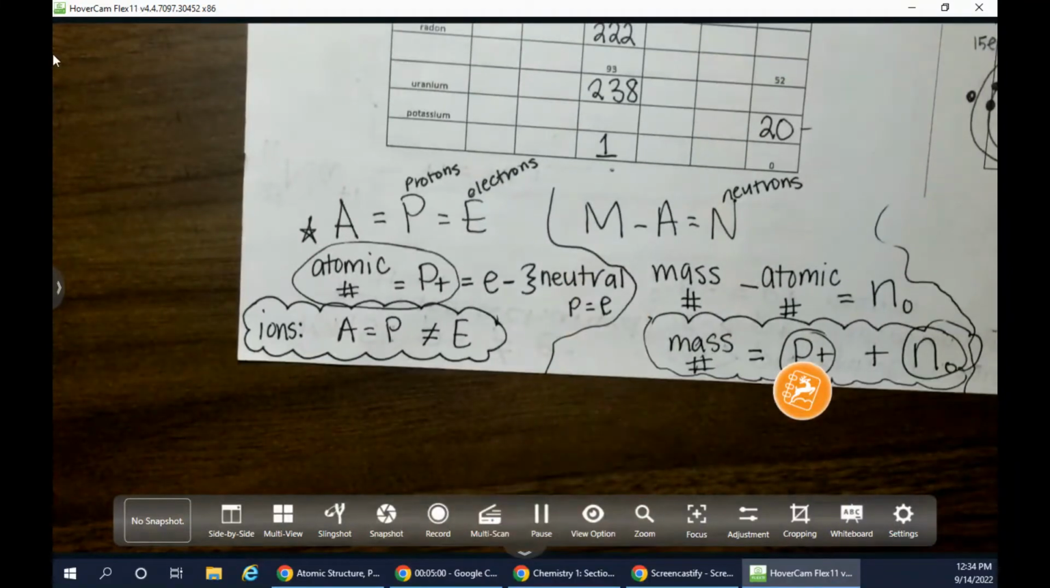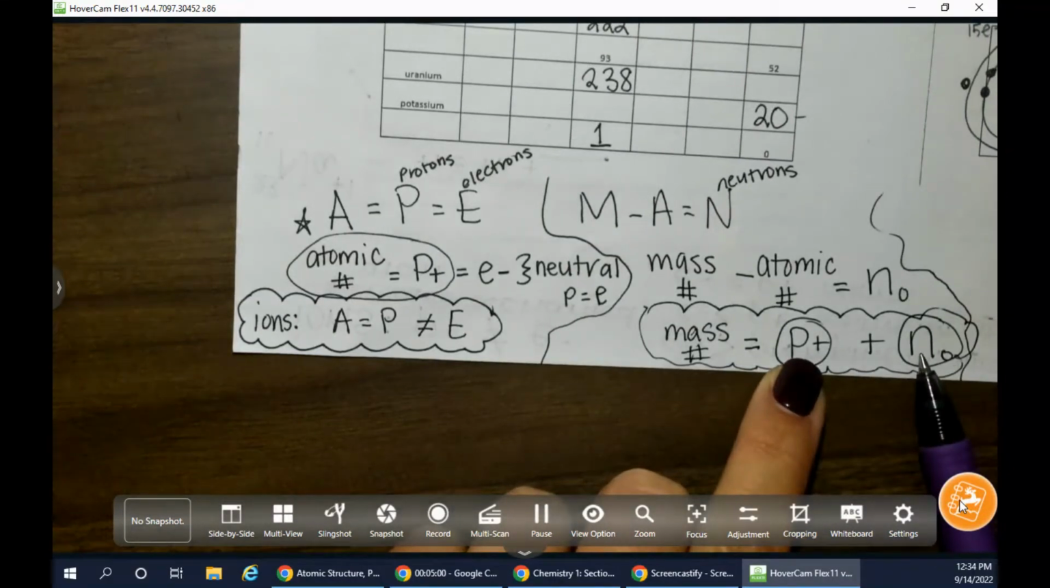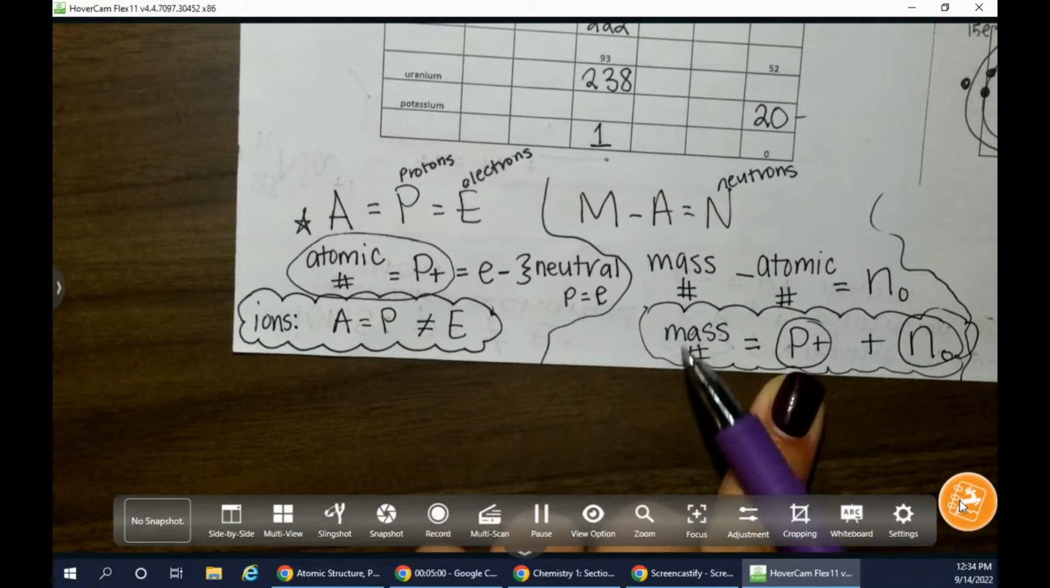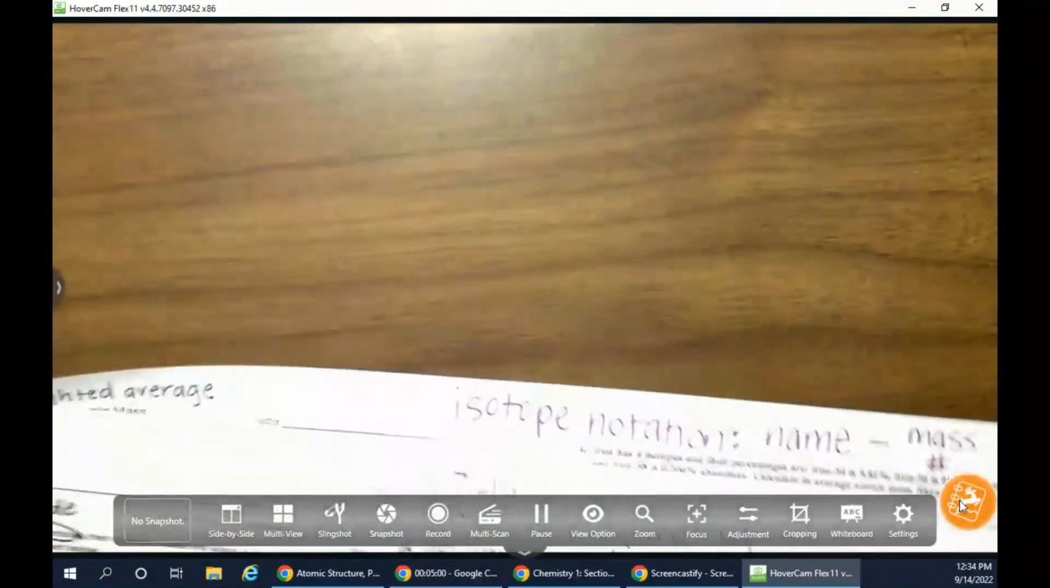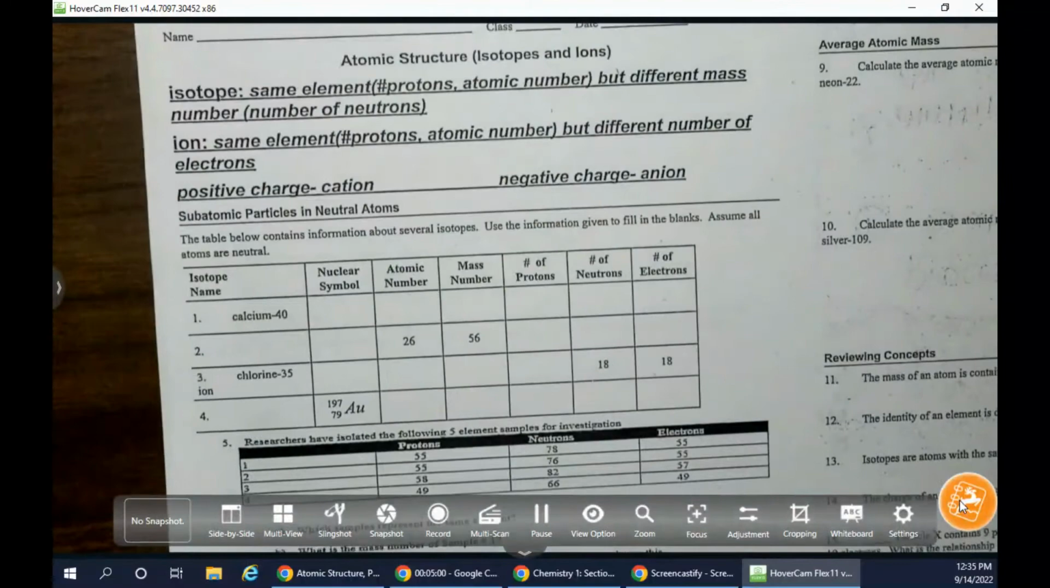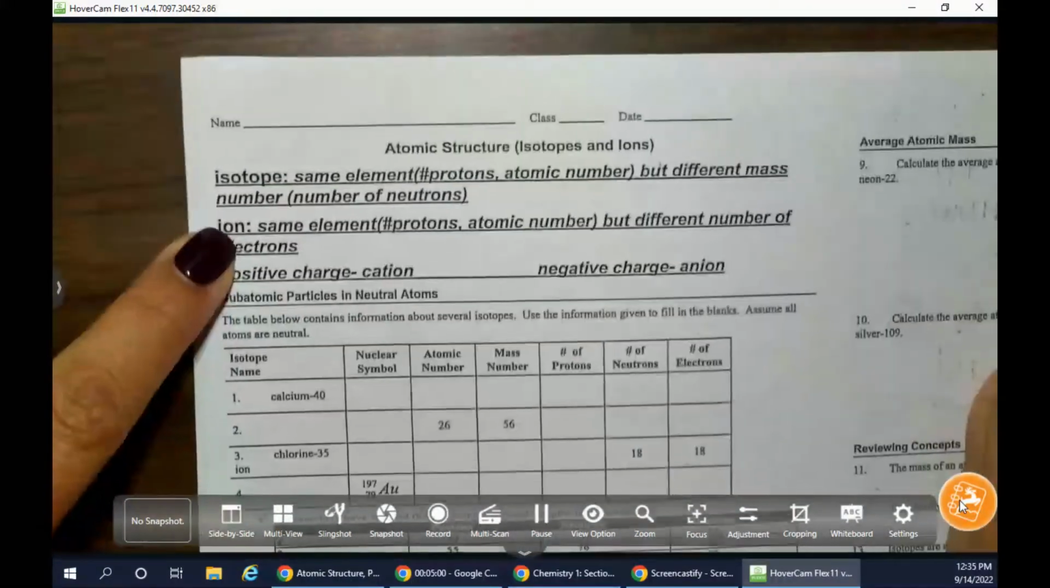Sorry about that. Did not mean for that to be in the middle of the screen. There you go. It is your protons plus your neutrons, right? And so you can figure out neutrons by subtracting the atomic number or the protons, any of those. So you have that already. So when we go to use this for the tables, you're able to figure out a lot of these things. So you do have your two definitions up here.